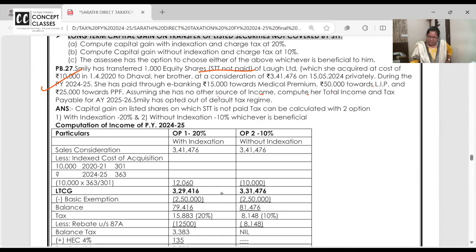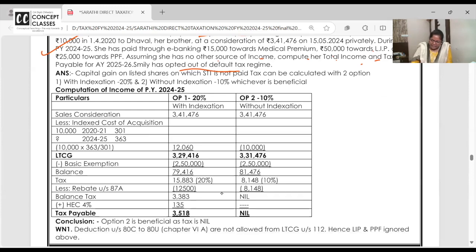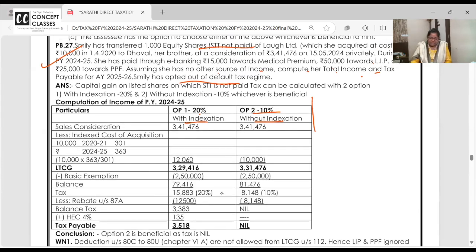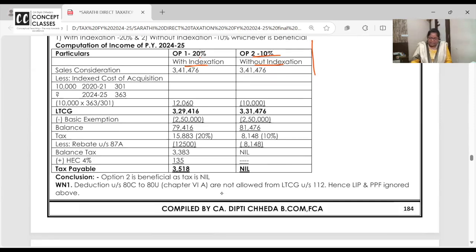Assuming that she does not have any other income, the total income and tax payable you have to calculate as if they have opted out. Capital gain will not be allowed to be deducted, but because these are unlisted shares, you have an option of paying tax at the rate of 20% with indexation or 10% without indexation before July. After July, it's the same, 12.5%. Yes? So they might ask you a case like this. Sale consideration, less capital gain.